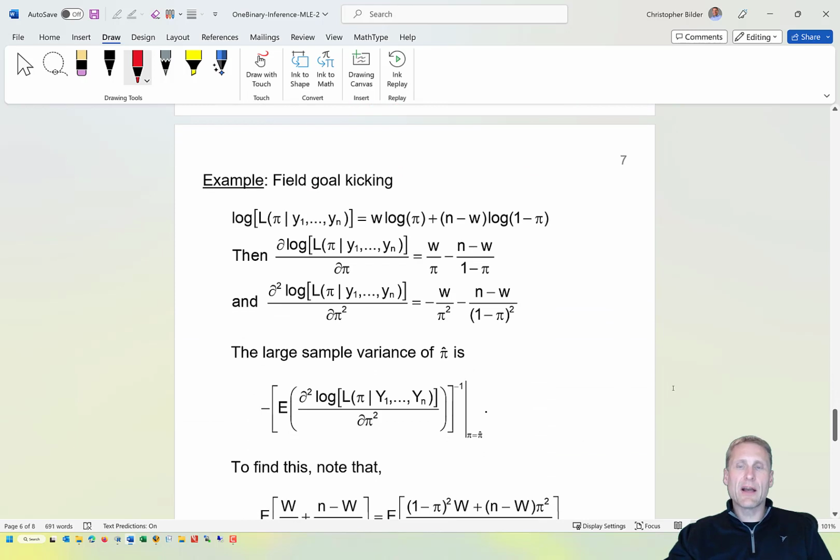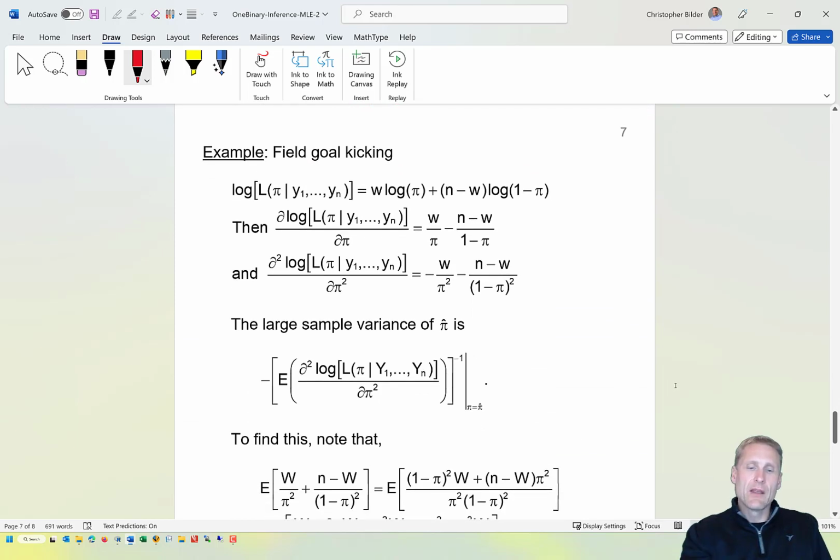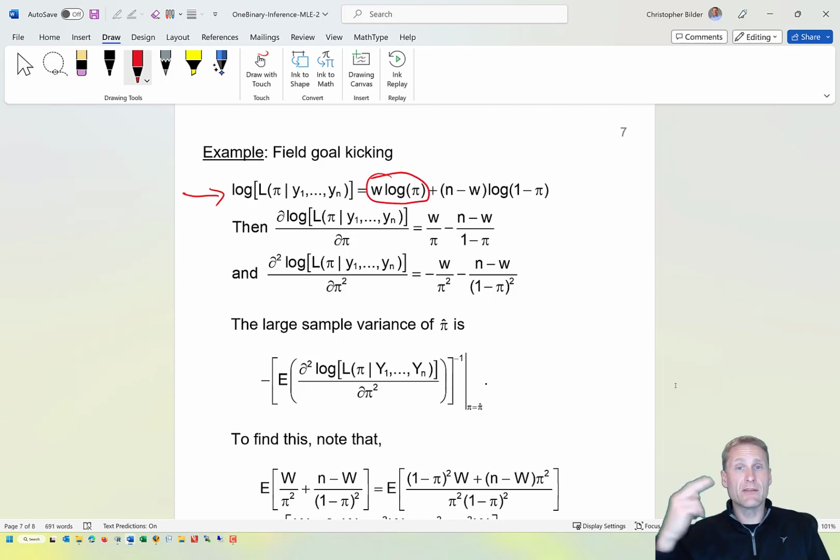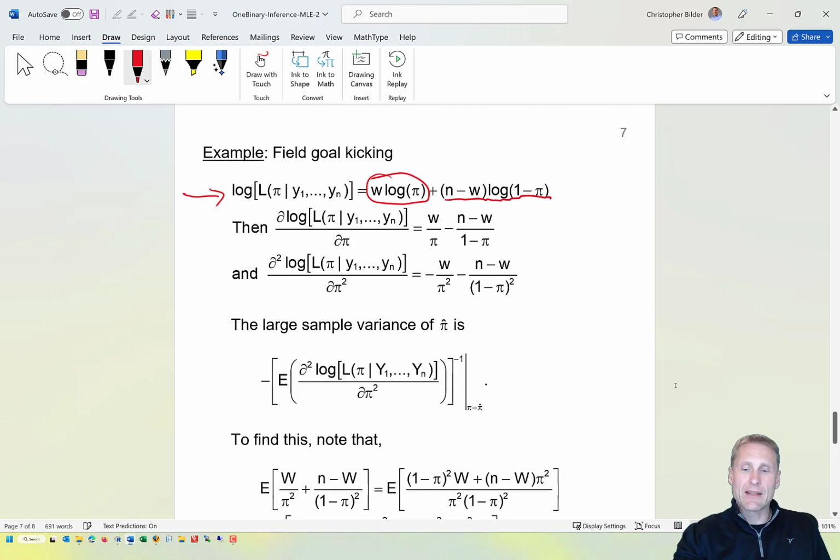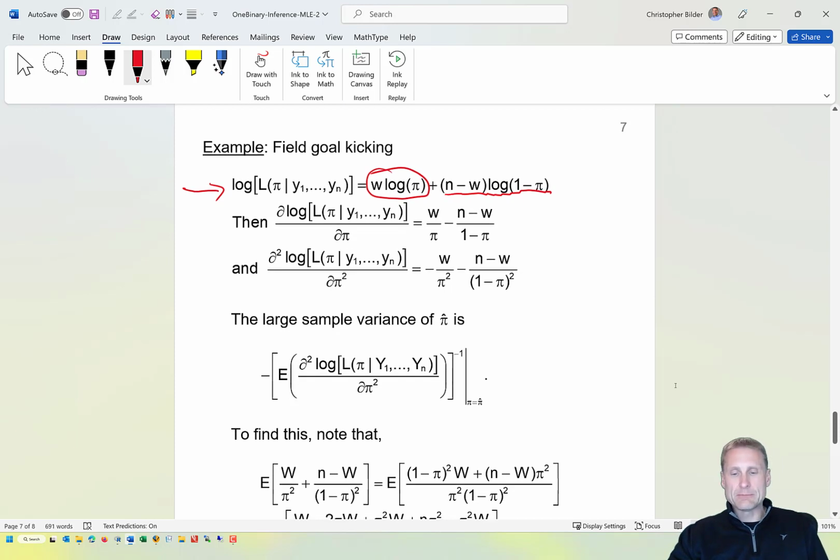Okay, let's now apply this to the field goal kicking example once again. So I have my log likelihood function as what we've seen before. I'm going to take the first derivative with respect to pi. So for example, this w times log of pi there ends up being w over pi. Then for the other part there, I get n minus w over 1 minus pi. Take the second derivative. Now I have negative w over pi squared. Where does that negative come from? Well, you're taking the derivative of 1 over pi. That's where it comes from. And then also I have negative of n minus w over 1 minus pi squared.